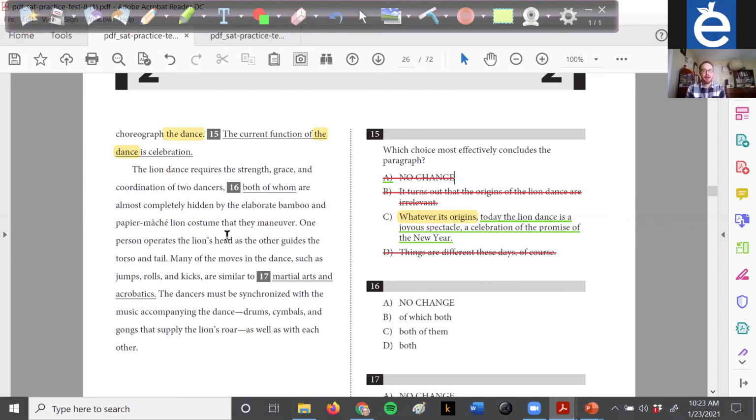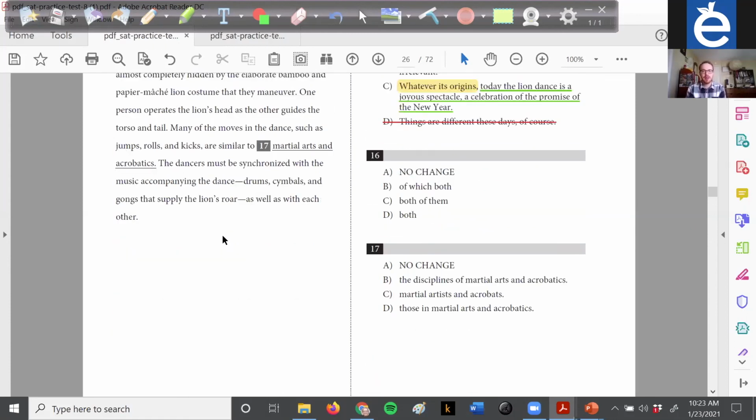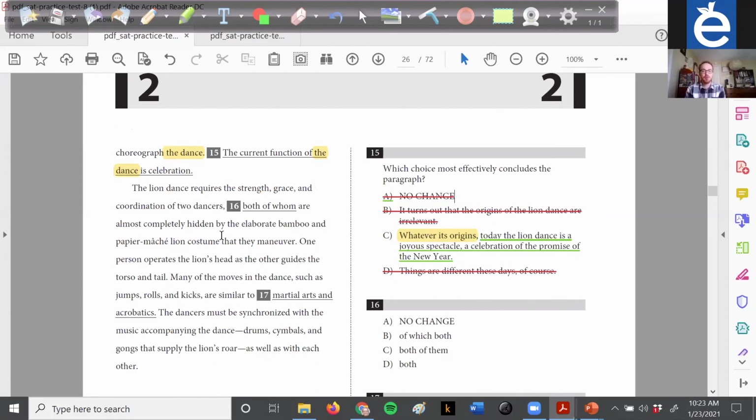We'll just work through these last two questions here. The lion dance requires the strength, grace, and coordination of two dancers, both of whom are almost completely hidden by the elaborate bamboo and papier-mâché lion costume that they maneuver.